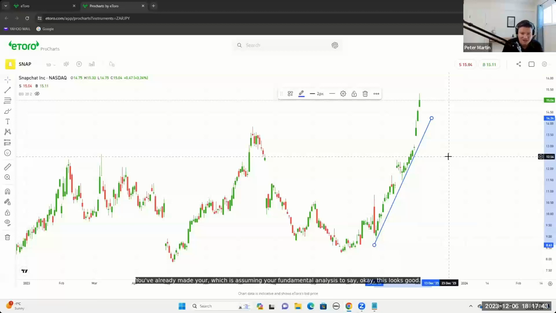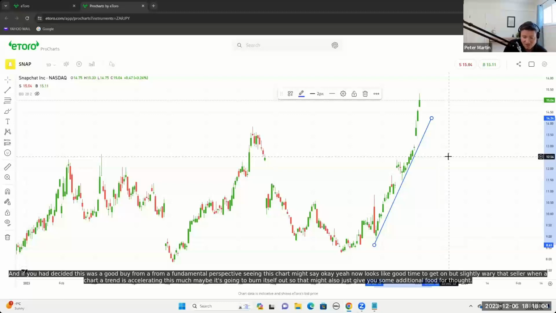You might just take that, as I say, as sort of additional insights. You've already made an assumption in your fundamental analysis to say, okay, this looks good from a fundamental perspective. Obviously, that's not a given, but making that assumption, you're then going to the chart just to say, okay, how does that color my thinking? And if you had decided this was a good buy from a fundamental perspective, seeing this chart might say, okay, yeah, now looks like a good time to get on, but slightly wary that when a trend is accelerating this much, maybe it's going to burn itself out. So that might also just give you some additional food for thought.